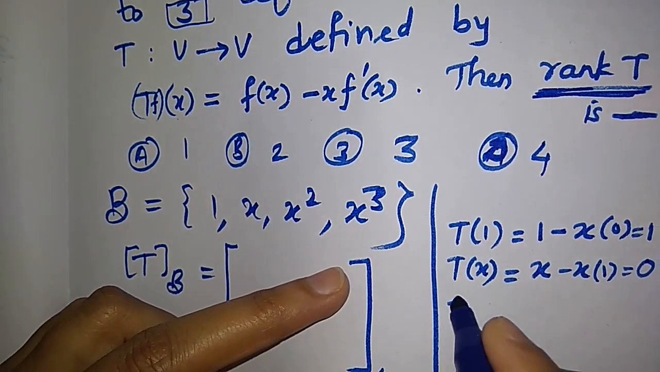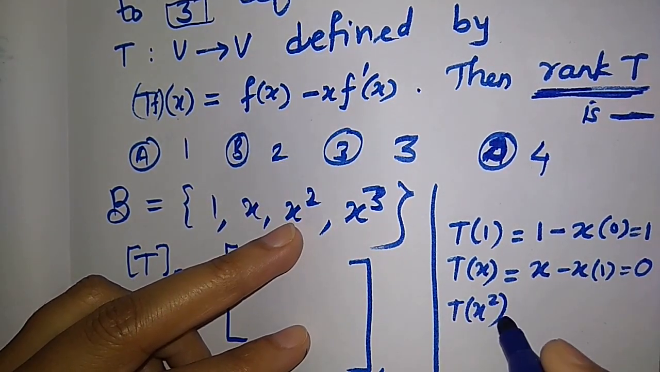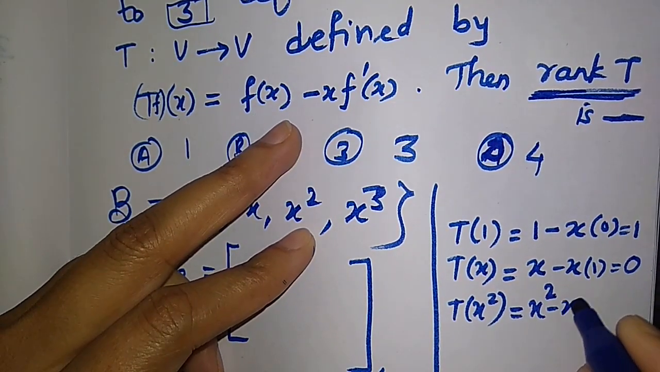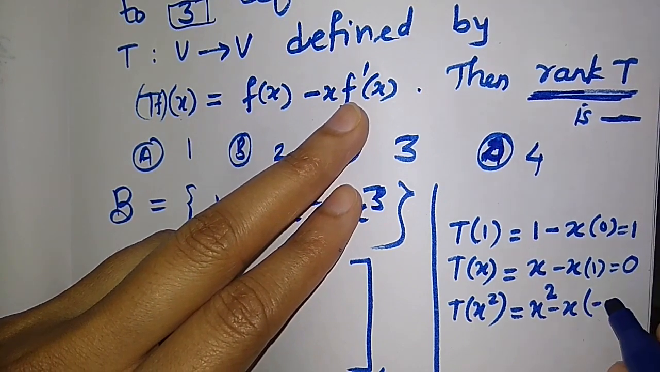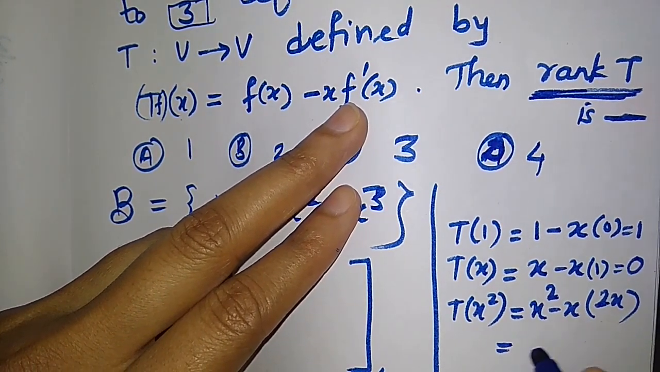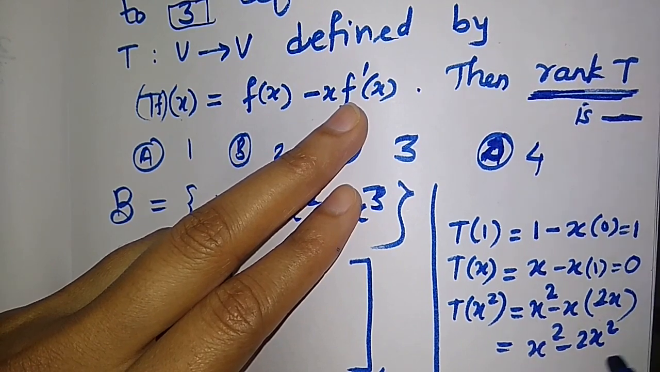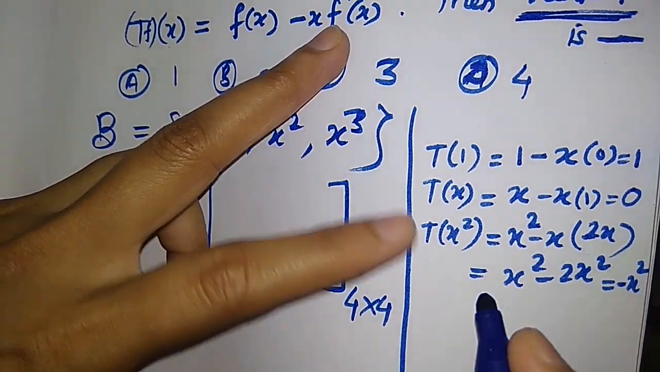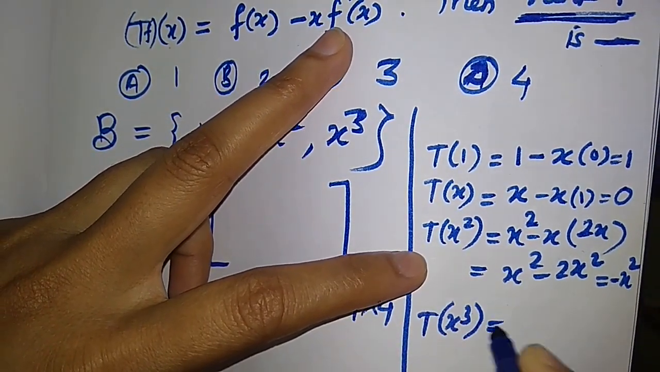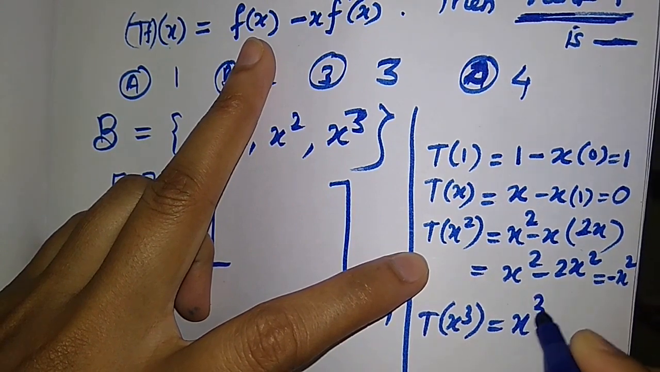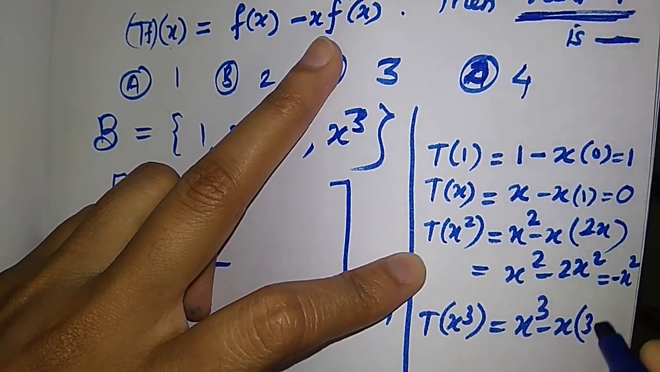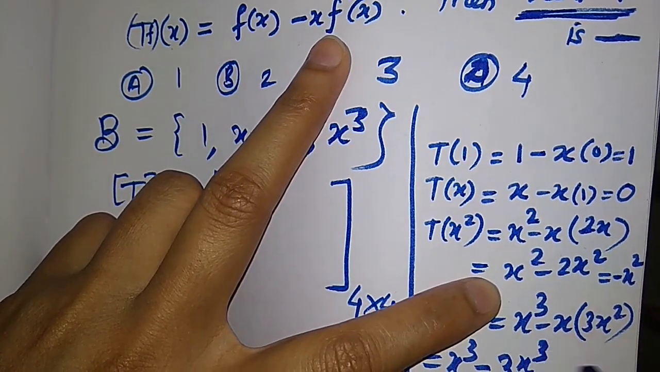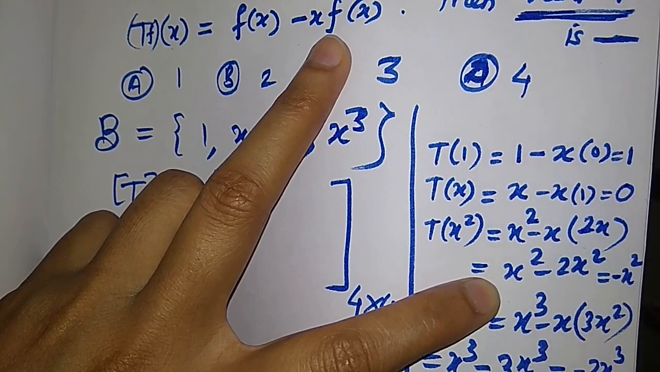Now take the third element here, so it is x square. It is same as f(x), you write this f(x) as just x square minus x into, take the derivative, so it is 2x, simplify it, it will be x square minus 2x square, which is just equal to minus x square. Now take the fourth element, which is x cube, which is same as, you take f(x), which is x cube minus x into, take the derivative, so 3x square, and simplify it, x cube minus 3x cube, which is same as minus 2x cube.